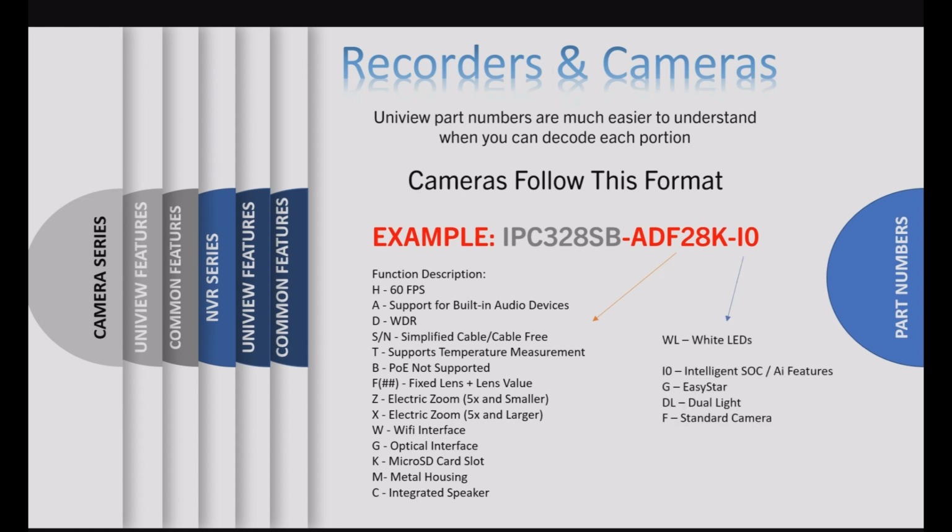Okay, so the next section, if it has it, will be a -WL, indicating that it has white LEDs. This is going to be on all of the Color Hunter models, as well as cameras that support Color Hunter mode, such as the Tri-Guard camera. If it doesn't have anything here, it means that it uses IR LEDs. After that, you will see either an I0, a -G, DL, or F, and you can see in the slide here what those different things indicate.